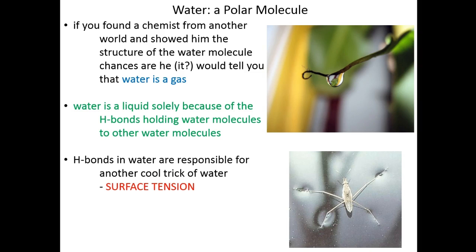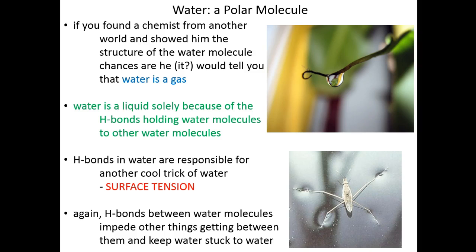The gravity force pulling that water down isn't as strong as the hydrogen bond force holding the water to other water molecules in that droplet. So hydrogen bonds between water molecules stop things from slipping in between them because they're holding hands, and keep water stuck to water so that drops can form.